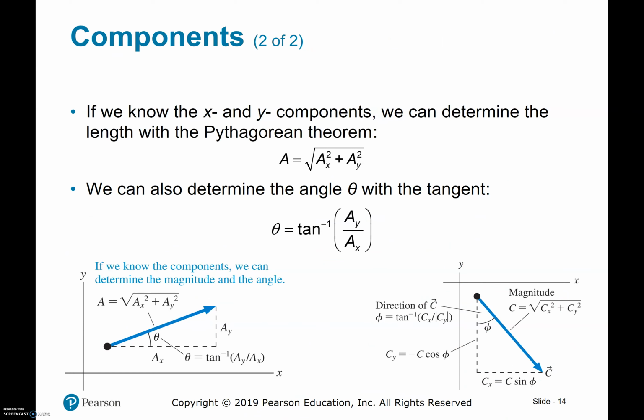So now that we know the components, how do we go back and find the magnitude of a vector? Then you would use Pythagoras, right? You want to find this length here, and this is a right triangle. So this length is equal to this one squared plus this one squared. This one is ax, this one is ay. So the square root of ax squared plus ay squared is equal to the magnitude. And if you use the tangent, then you can find the angle.